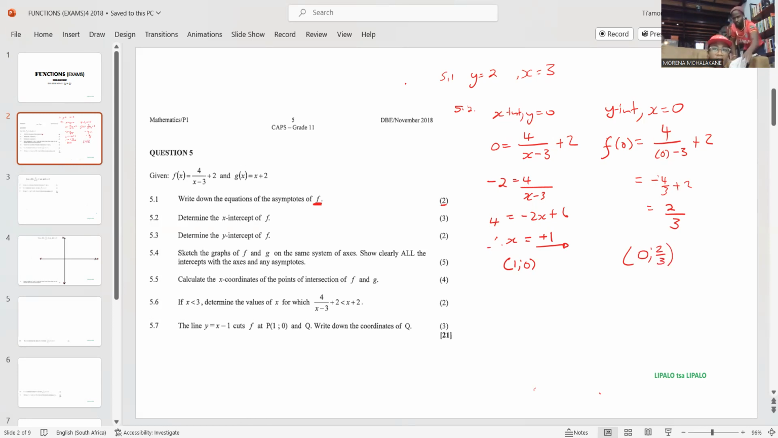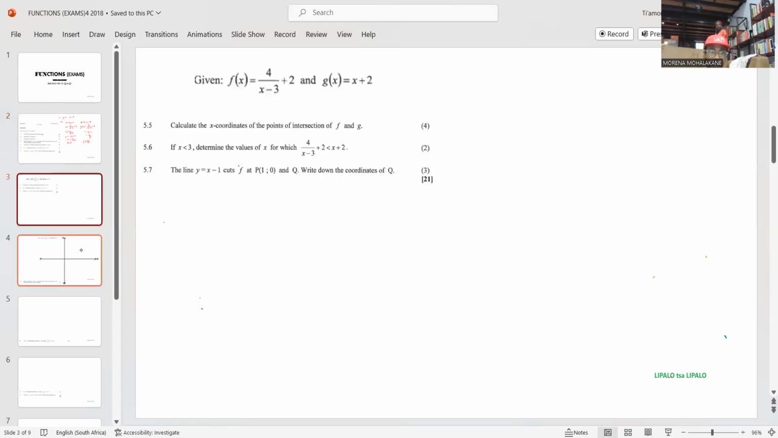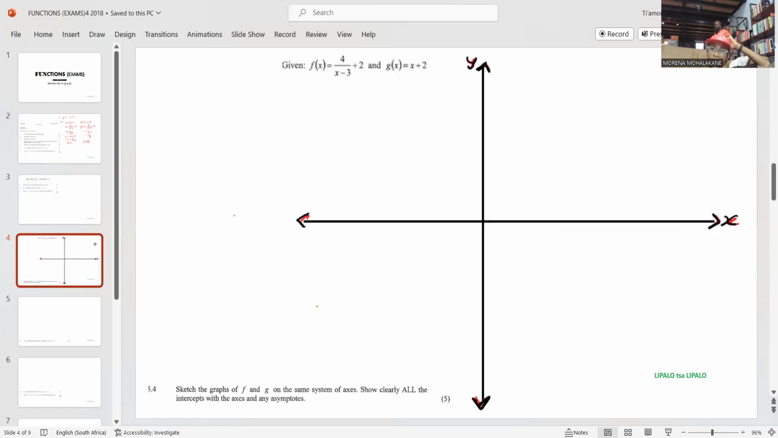The sketch will be easier. Getting into the sketch, 5.4. Determine the sketch. I already know the intercepts: (1, 0), then (2, 0)... then 0, 2 over 3.